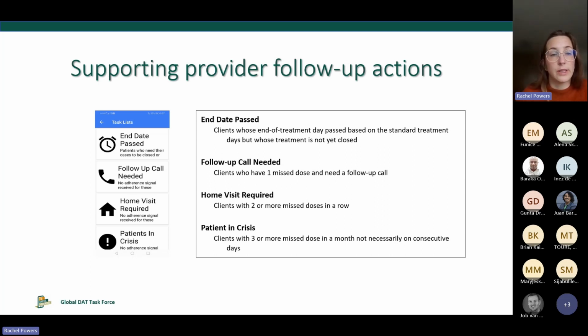So if you look here, for instance, at the follow-up call needed, this was a list of clients who have missed their day's dose yesterday and require a follow-up call. So that would be a sort of actionable list for the provider to take those actions. These can be useful also for helping streamline support actions from the health system.